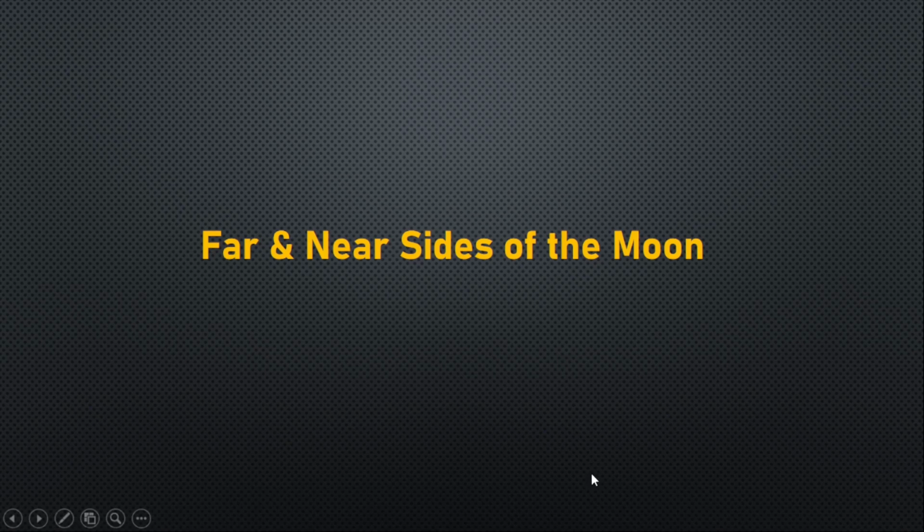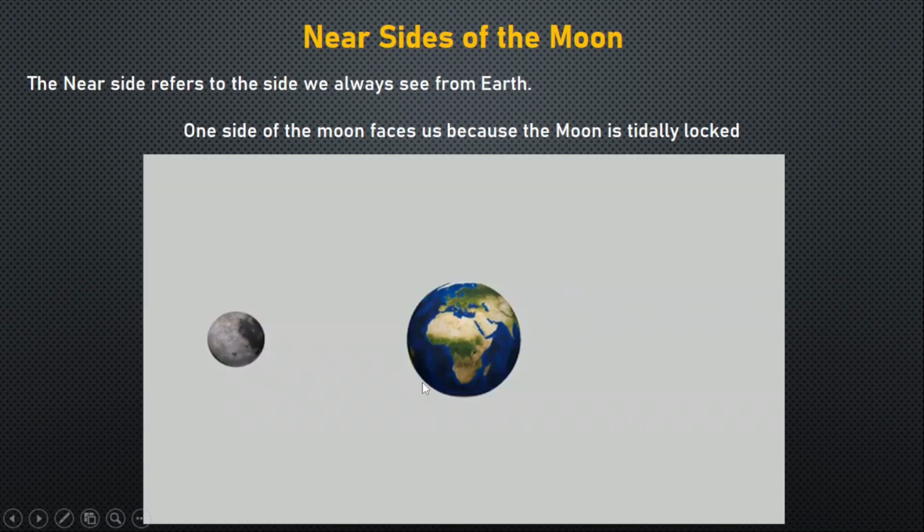So let's talk about the far and near sides of the moon. The near side of the moon simply refers to the side we always see from Earth. You know, from time immemorial, even in ancient times, one side of the moon is always facing us.